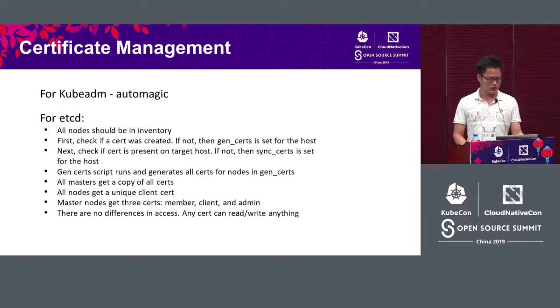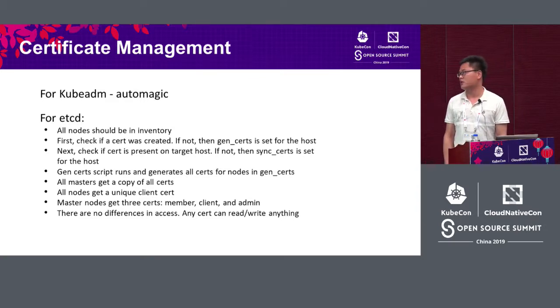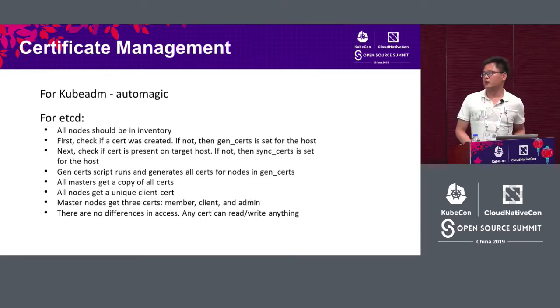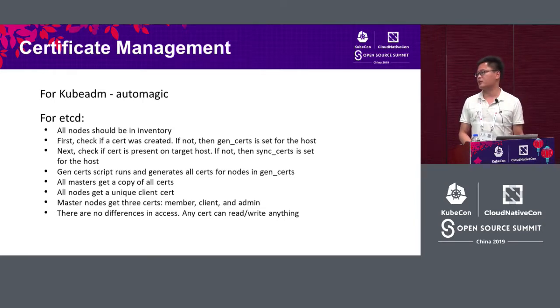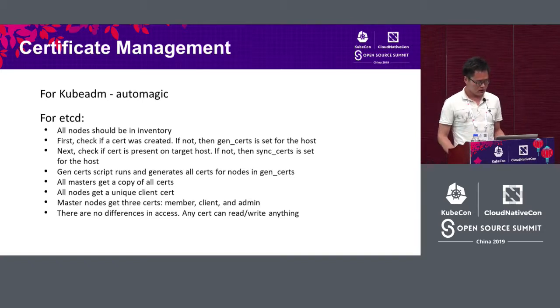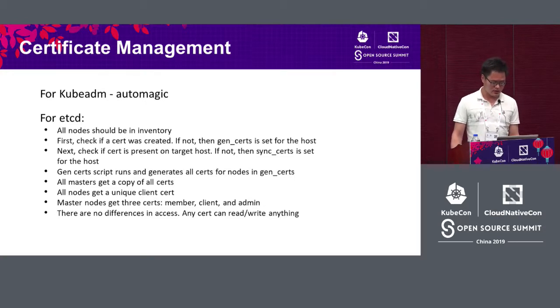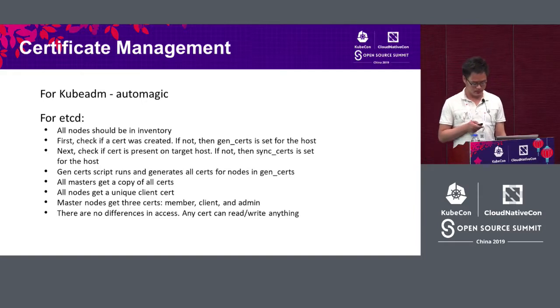Now let's look at certificate management in Kubespray. It uses kubeadm to do certificate management. It will automatically generate certificates. And for etcd, the names are based on configuration files. It will generate all certificates on the first node, and then it will check whether a certificate is present on the second node. If not, it will copy it to the second node. So it will copy certificates from the master to all the nodes, and it will support member, client, and admin certificates.